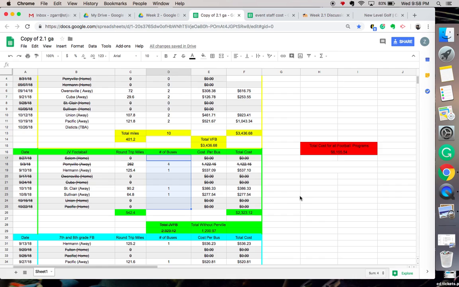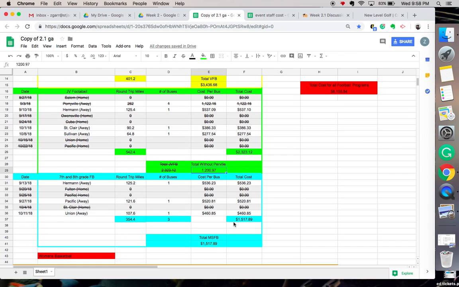JV football transportation costs for all our games, we end up traveling 542.04 miles. With the Perryville calculation here, because I did the sum of rows again, it ended up being $2,323.12. I took the Perryville cost out of there, which is $1,122.16, since administration decided to go against that. And our total cost without Perryville, as I have it labeled, is $1,200.97.